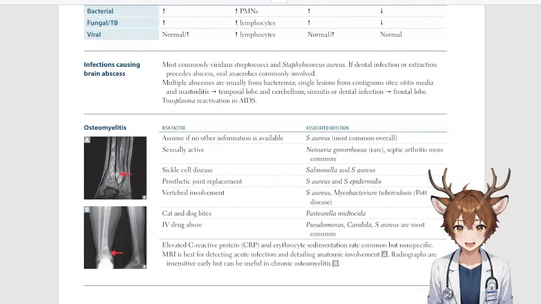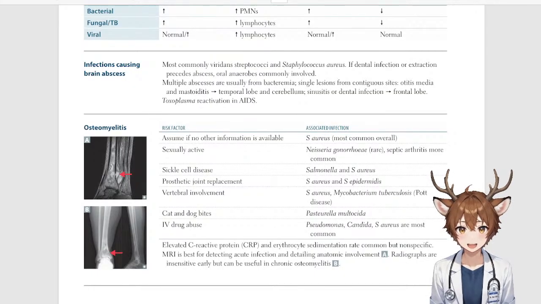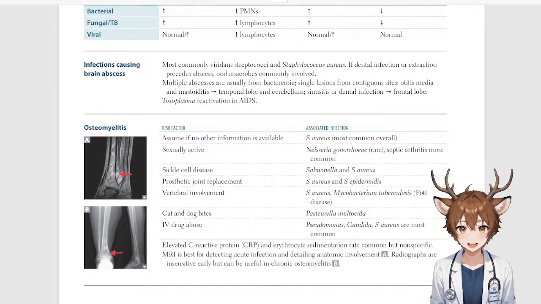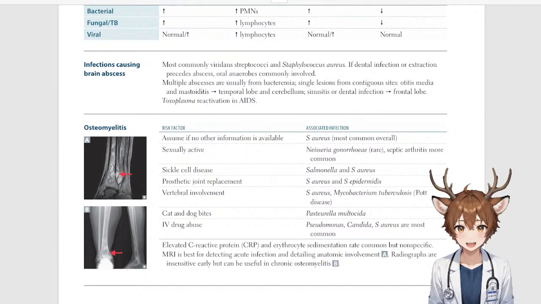Also bear in mind, it's possible that when you have viruses, everything looks kind of normal besides you have high lymphocytes. So it might say, oh, you have high white blood cells, high lymphocytes, but otherwise everything looks relatively normal. Then it's probably a virus.